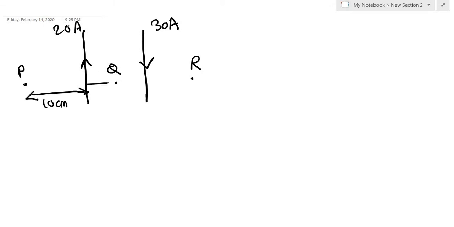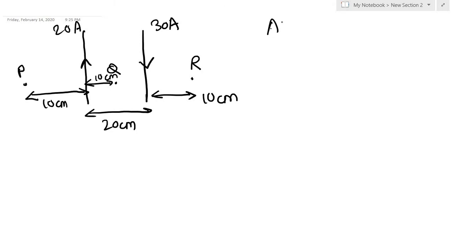And then from wire 1 to Q, again 10 centimeters. But the net distance between wire 1 and wire 2 is 20 centimeters. The distance from wire 2 to R is 10 centimeters. And they're telling us to find magnetic fields at P, Q and R respectively. So first let's do it for P.